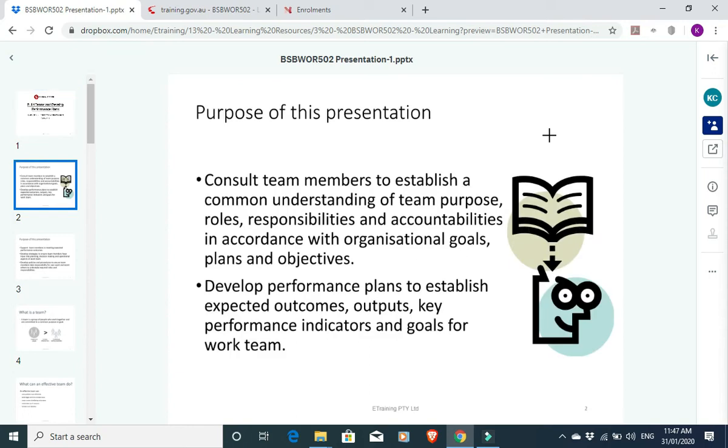Our first slide is going to look at what is the purpose of this presentation. The first purpose is to consult team members to establish a common understanding of team purpose, roles, responsibilities, and accountabilities in accordance with organizational goals, plans, and objectives. And we're going to develop performance plans to establish expected outcomes, outputs, key performance indicators, and goals for teamwork.